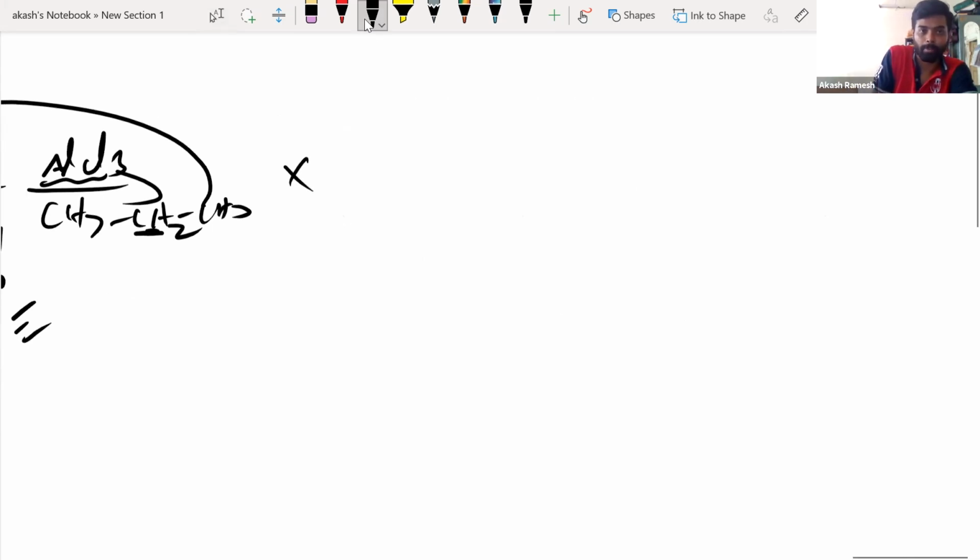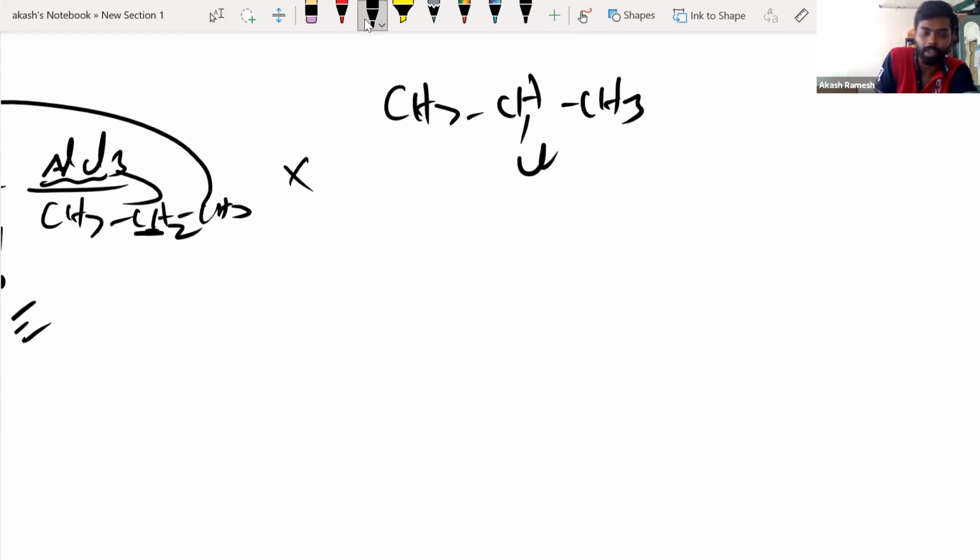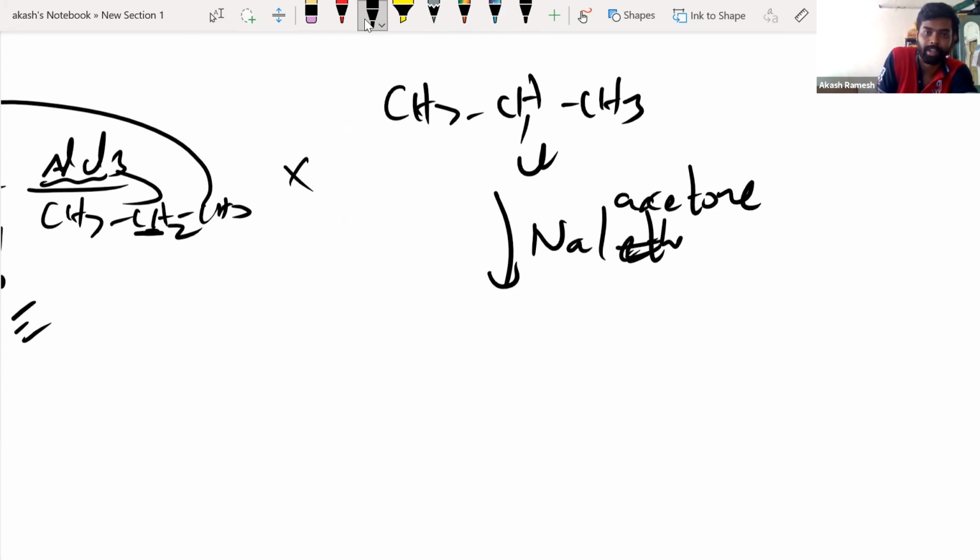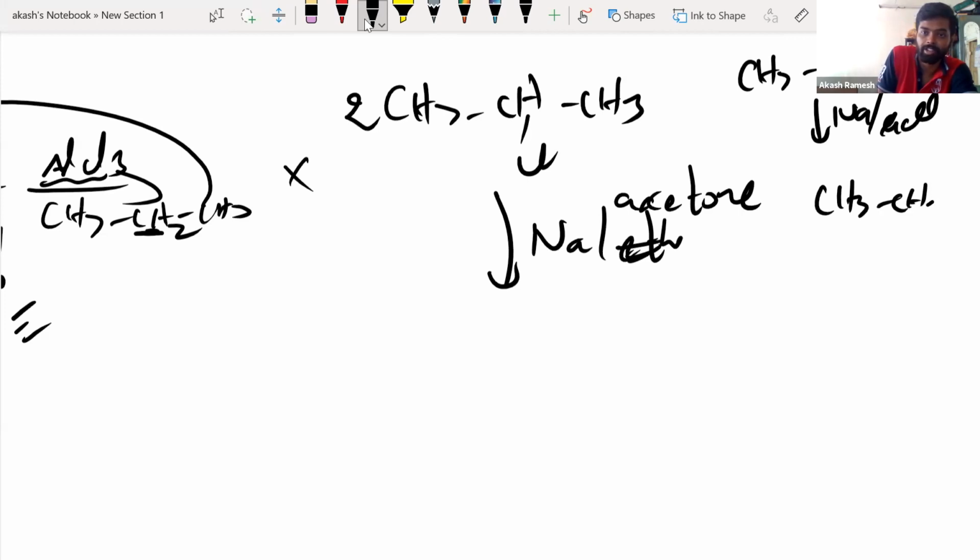So let me take this compound. Now I can go for Wurtz reaction, right? Sodium in the presence of acetone. You have to use 2 moles of this. So what will happen now? This molecule will become doubled, correct? Say, for example, if you start with CH3Cl, you go for sodium in the presence of acetone, right? You are going to get CH3CH3. Now see where you are forming the bond.